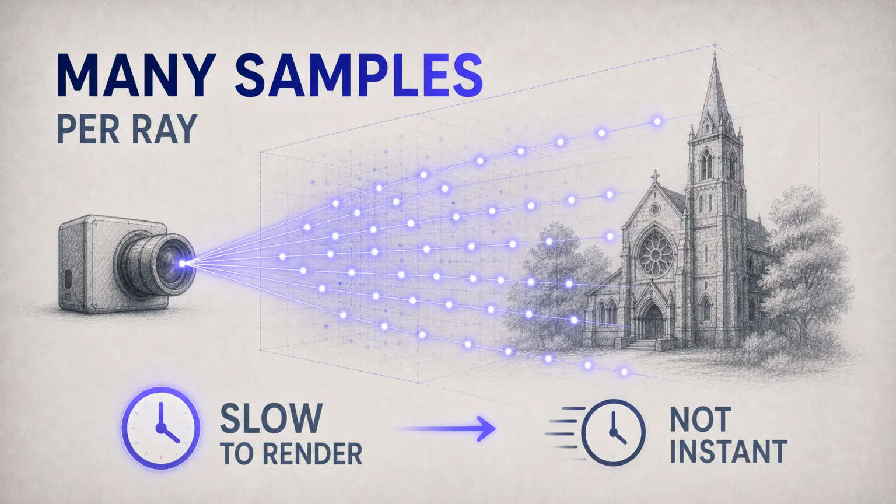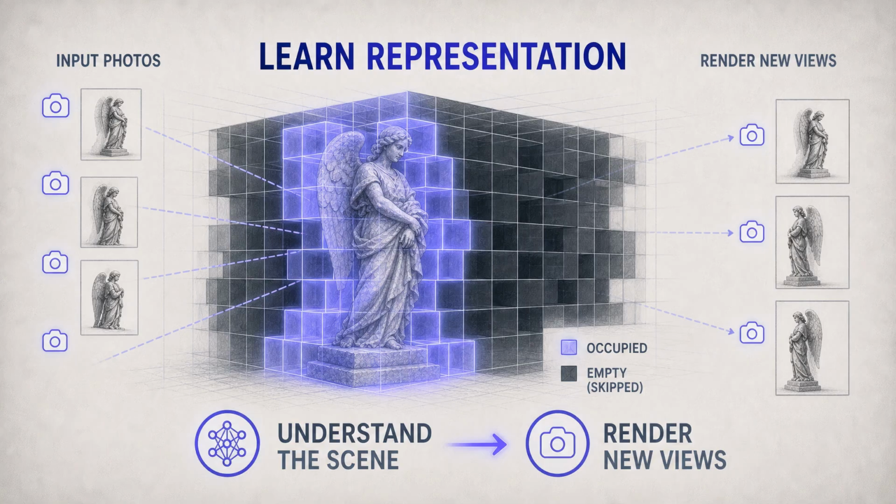The beautiful part of NeRF is also the expensive part. To render one image, the system may need many samples along many rays. Early NeRF methods were known for impressive quality, but not instant speed. Later research has focused heavily on making them faster. Many improvements use clever data structures, grids, caches, or alternative scene representations, so the system does not waste effort in empty space. The principle remains similar. Learn a representation that can explain the photos, then render new views from it.